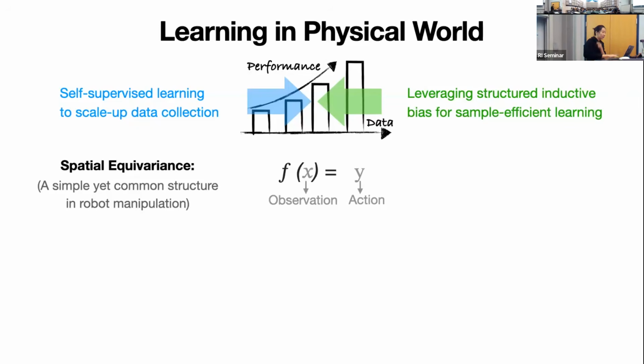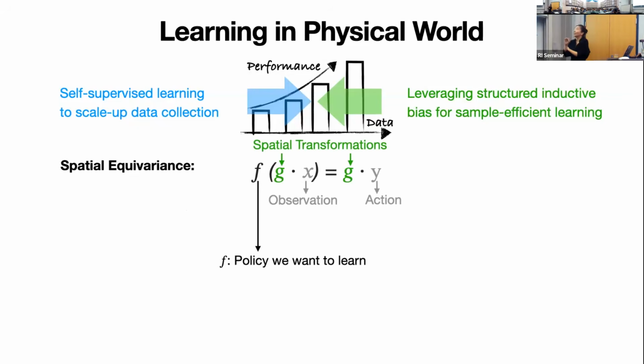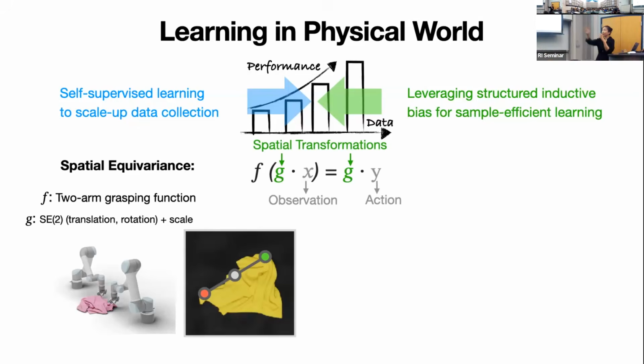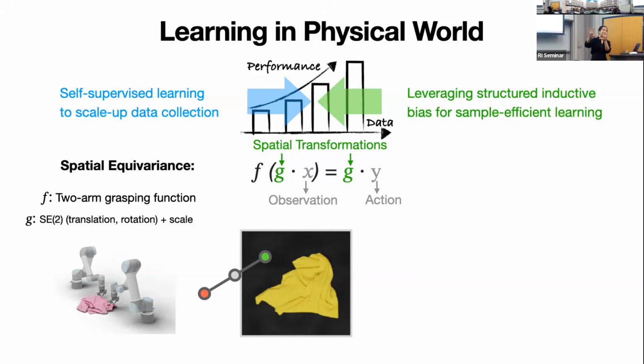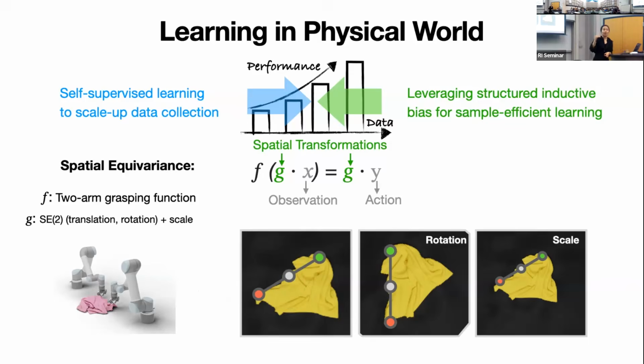So what is spatial equivariance? It basically means that if you apply a spatial transformation on your input observation, let's say images or the objects that you observe, it should result in the same spatial transformation on the output action. And here the function f is the policy that we want the robot to learn. In particular, in the context of Flingbot, what spatial equivariance means is that if you transform the input image, let's say translated by a certain amount, it should correspond to the same translation applied on the output action. So that is for translation. And then similarly, we have this spatial equivariance for the rotation operation and also scale.